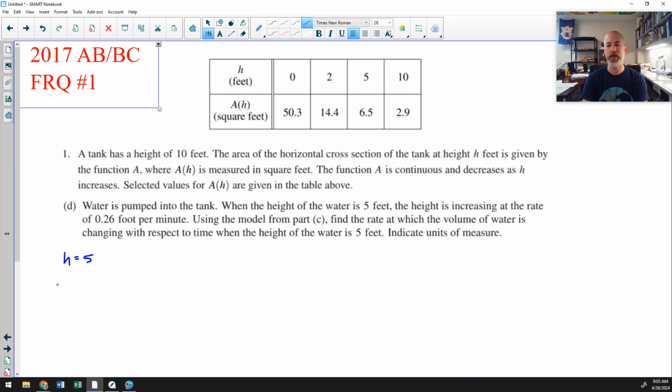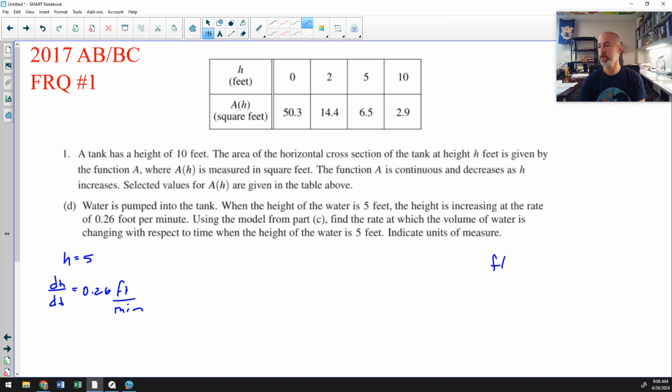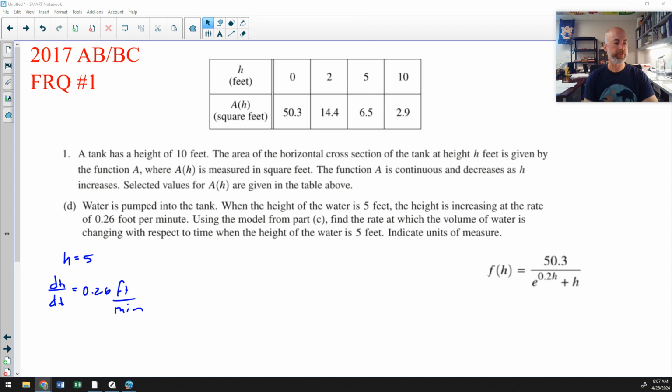So that's H prime. This sounds like related rates. The height is increasing. That's dH/dt at 0.26 feet per minute. Use the model from part C. So part C, we had an f of h. I'm going to have to go back and look at that f of h. Okay, so there's our f of h, just copied it over here.